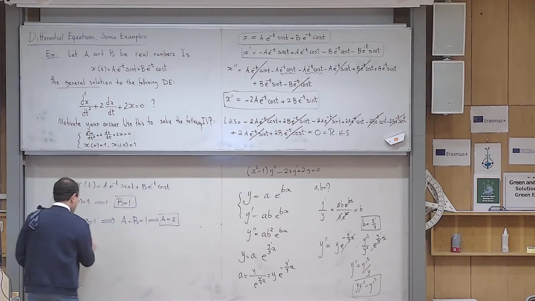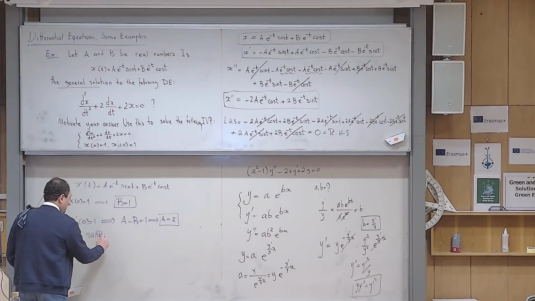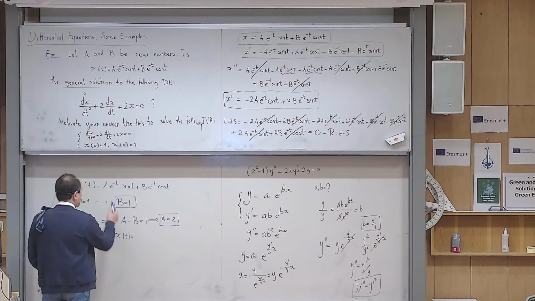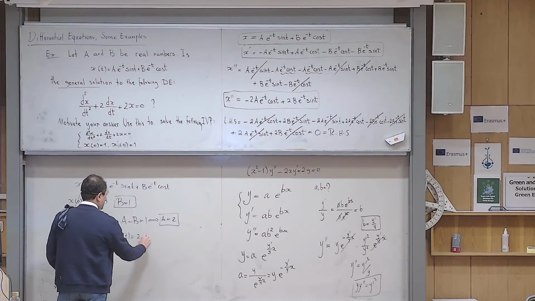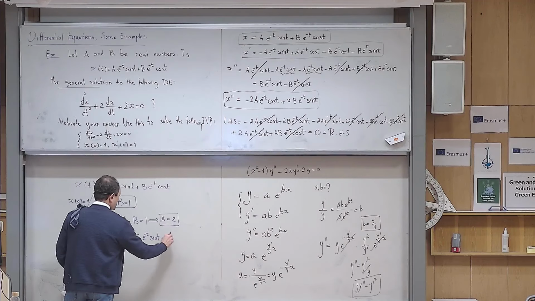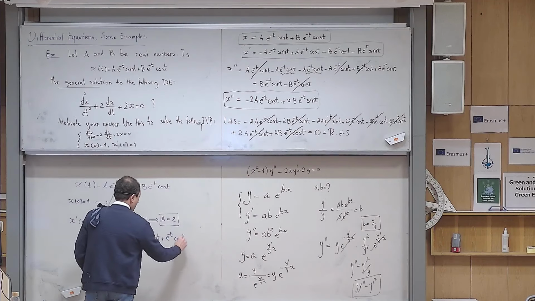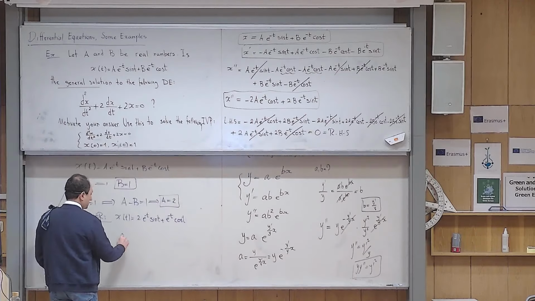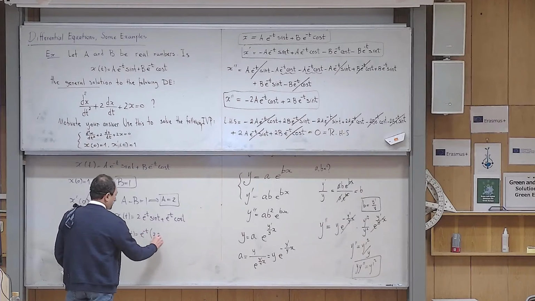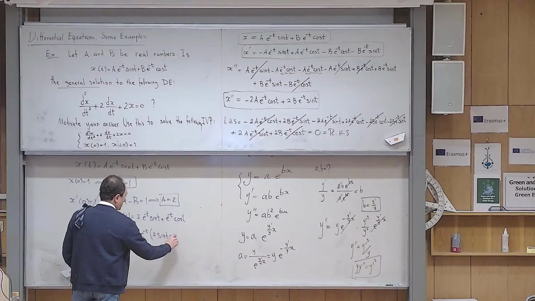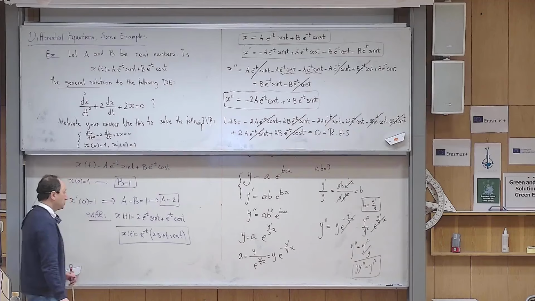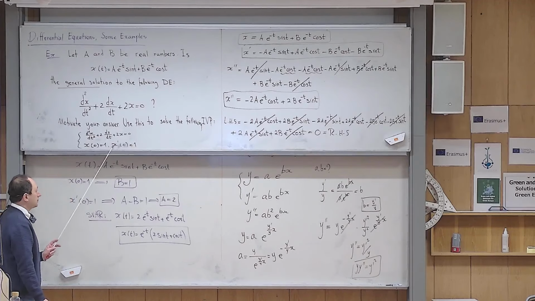And then the answer to the initial value problem is a unique function. The function is x of t is, a is 2, so it is 2 e to the power minus t sine t. b is 1, so it becomes e to the power minus t cosine t. And now if you want, you can factor it to e to the power of minus t times, it's not necessary, of course, but let us make it more beautiful, sine t plus cosine t. So this is the unique solution to this initial value problem.